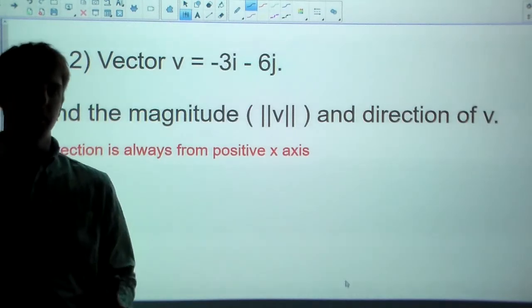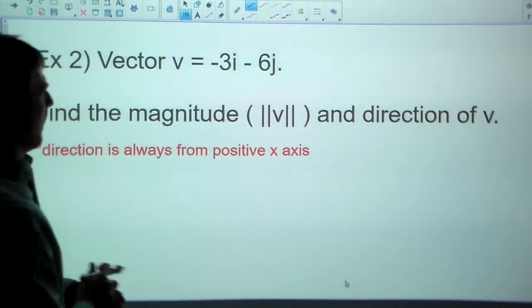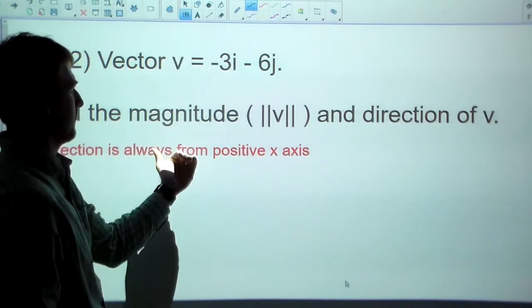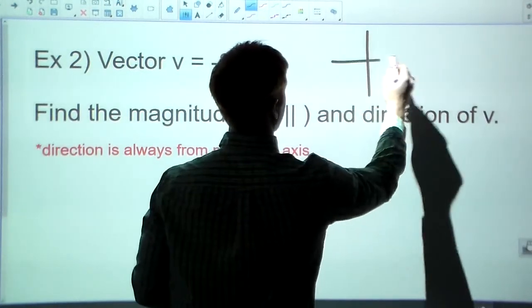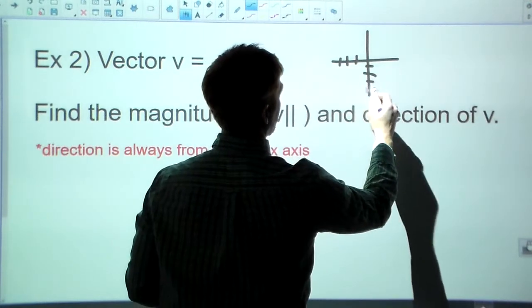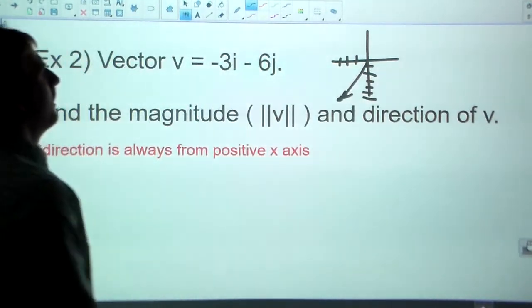Okay, so now we have a vector in unit vector form, and this one's going to be in the third quadrant because it's left 3, down 6. So I'm going to do a little quick sketch of it. I like to do sketches in the beginning just to get a sense of what I'm looking at. This vector looks something like that.